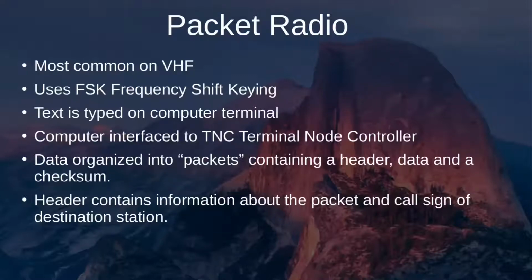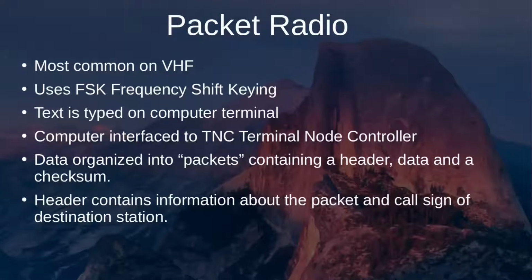data, and a checksum. The header contains information about the packet and call sign of the destination station. So packets can be thought of as just smaller amounts of information. Let's say you wanted to transfer the contents of a chapter of a book over the airwaves to your friend's computer and TNC. You wouldn't do that by transmitting the whole chapter all at once. That chapter would be broken down into packets of information, and those packets could be represented by maybe paragraphs within that chapter. So each paragraph would represent a packet.